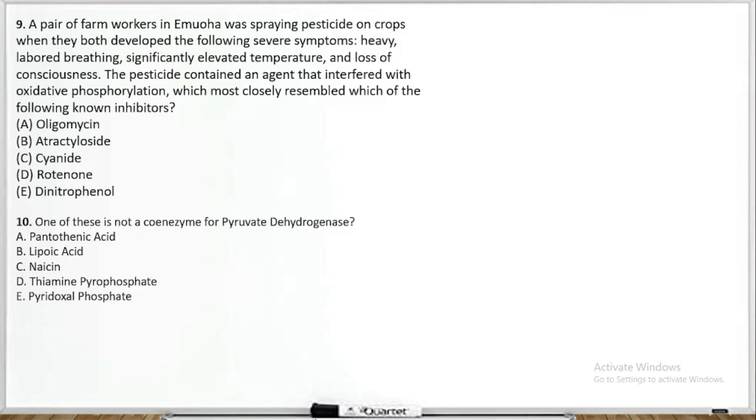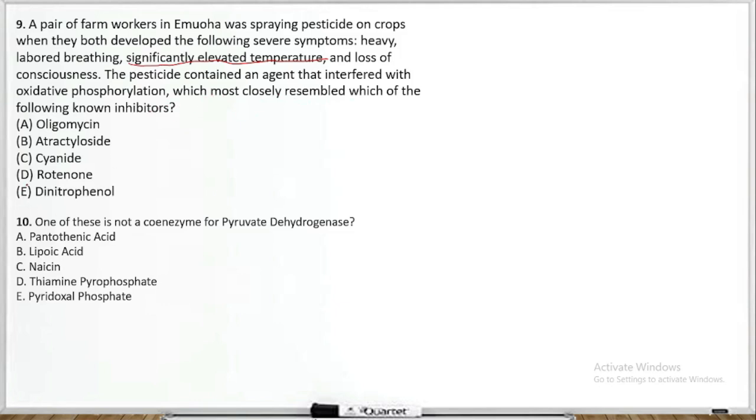Question 9 now. A pair of farm workers in Emoha was spraying pesticides on crops when they both developed the following severe symptoms: heavy labored breathing, significantly elevated temperature, so take note of this, and loss of consciousness. The pesticide contained an agent that interfered with oxidative phosphorylation, which most closely resembles which of the following known inhibitors?